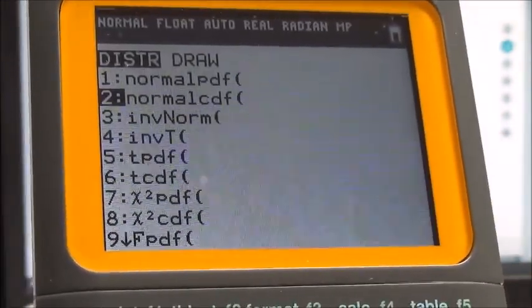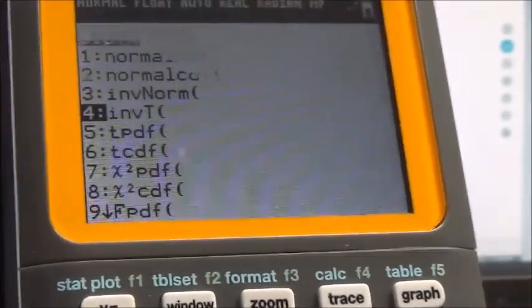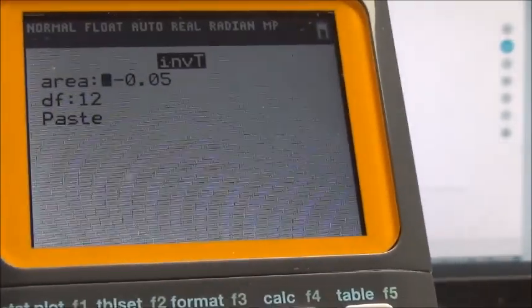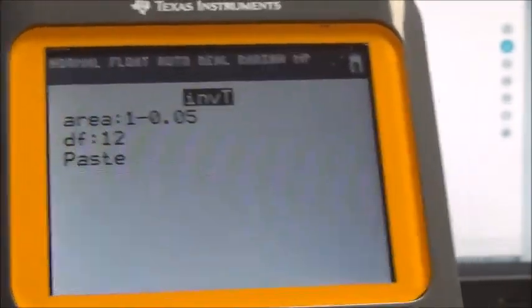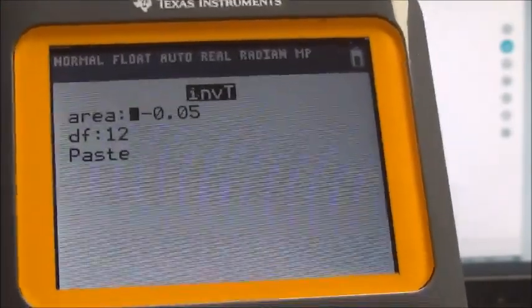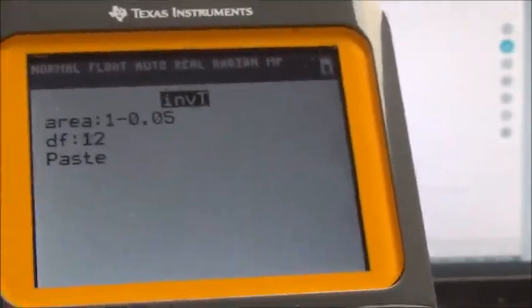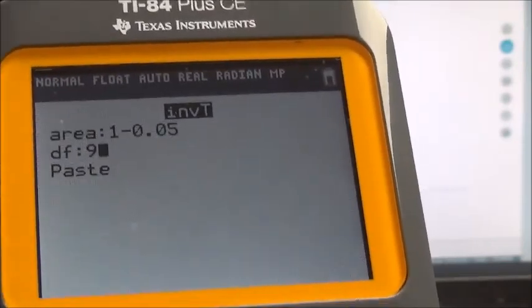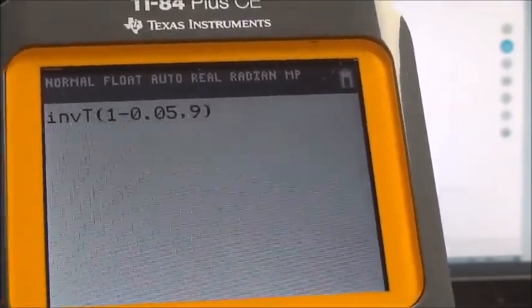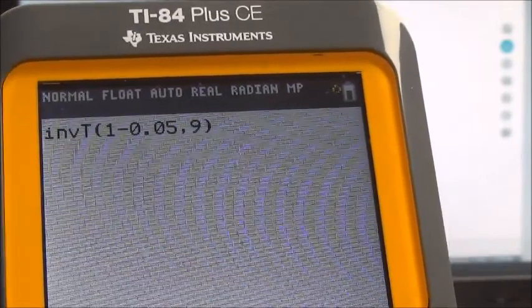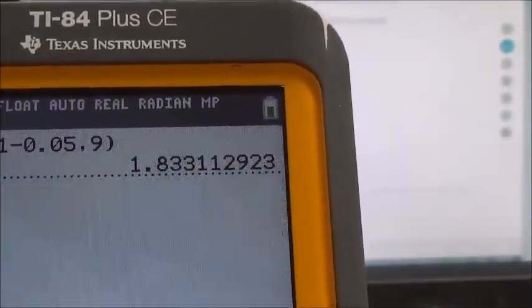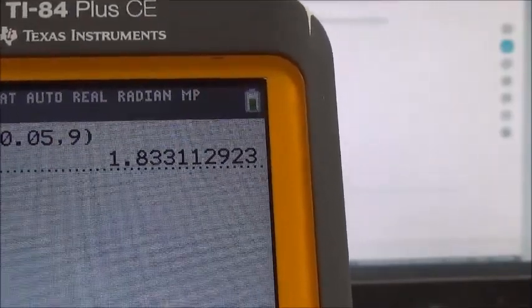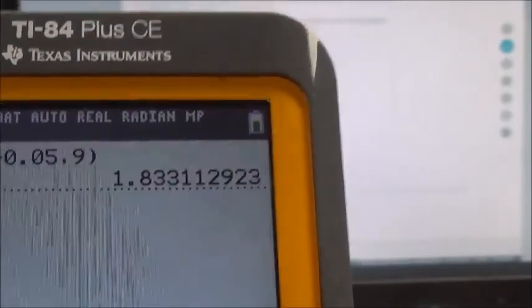Now if I use my graphing calculator again, I would do the second function button, hit the vars key for the distribution menu, and I'm going to do inverse t, and so number 4. And so I wanted the area to the right, so I'm going to do 1 minus the 0.05. My degree of freedom on this problem was 9. If I paste that into my formula and enter, you can see that I get the same answer as I got on the Aleks calculator, 1.833. So my critical value is 1.833.